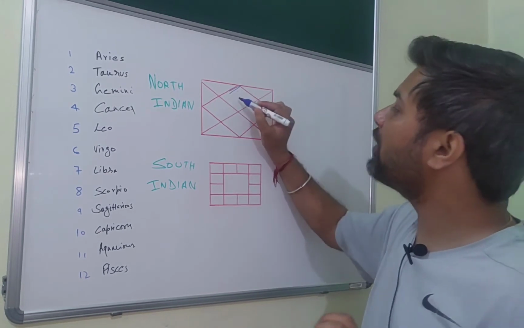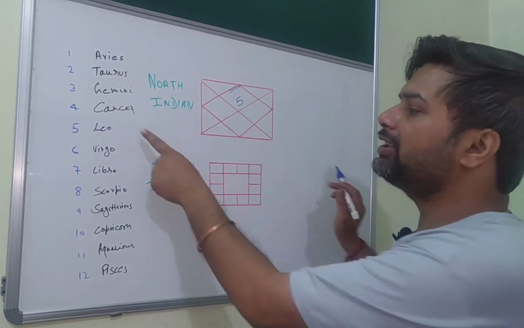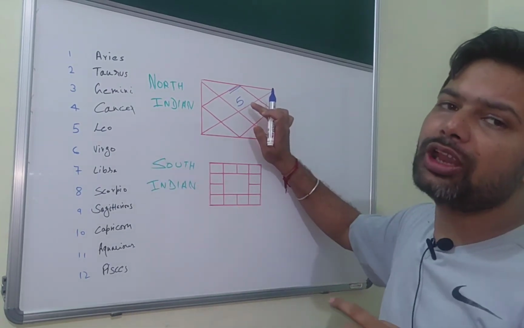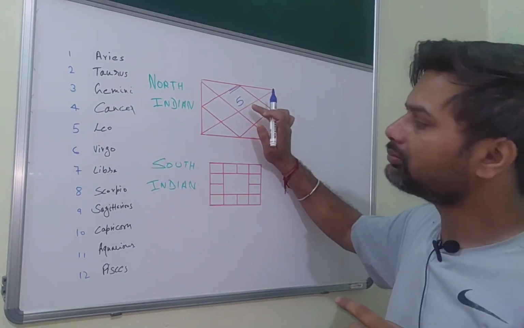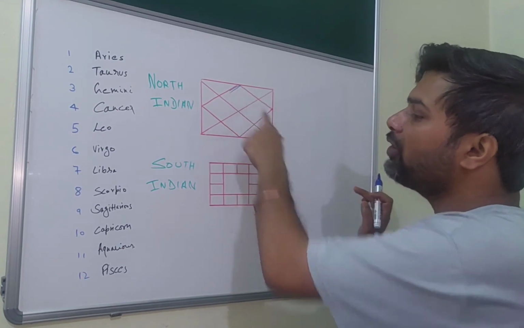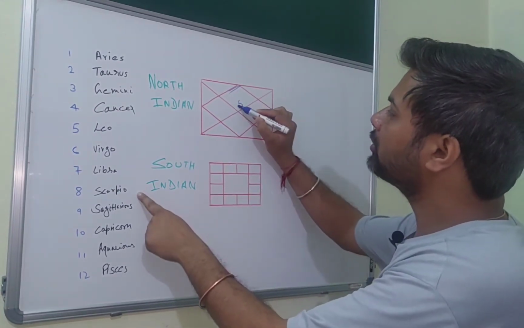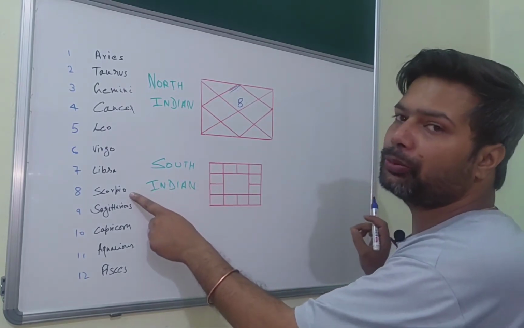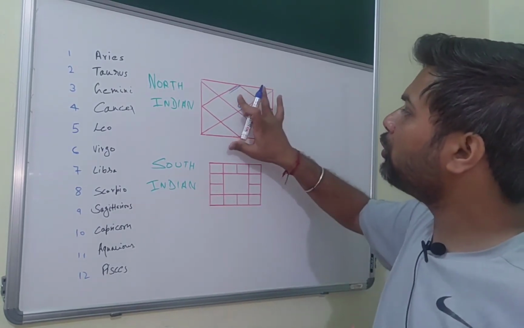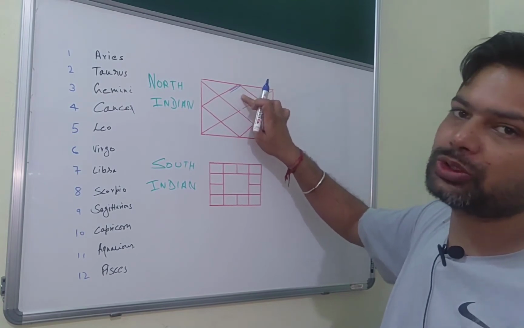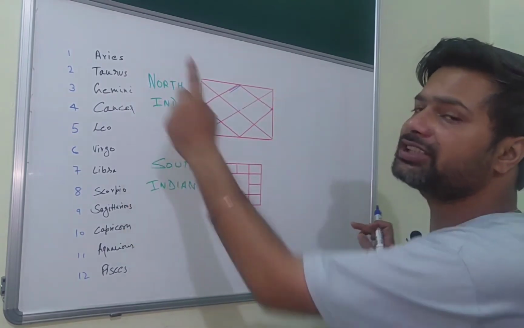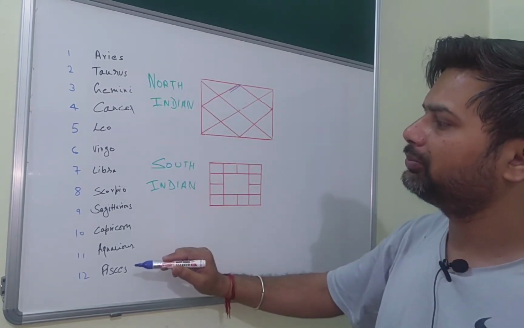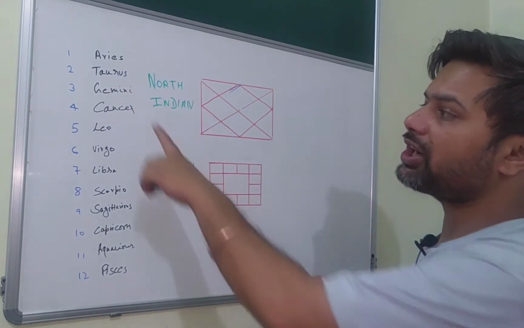For example, if I put 5 here, then 5 is Leo, so the Kundli becomes of Leo Lagna. Now, instead of 5, if we put 8, then the Lagna of this Kundli becomes Scorpio. So, this is the first house. Houses are fixed and signs keep changing. The signs you have to remember in this order only. The number itself shows the Rasi.